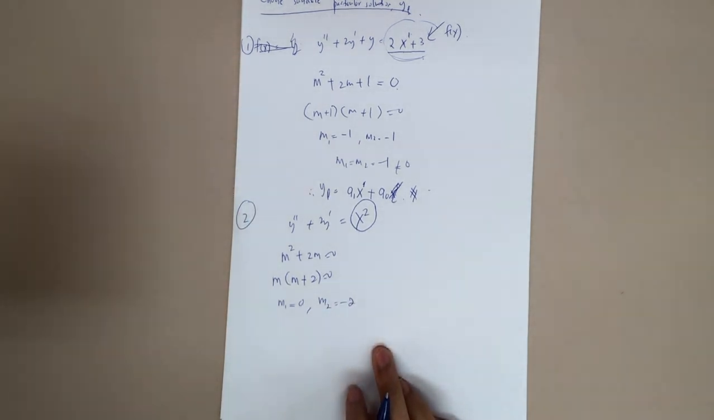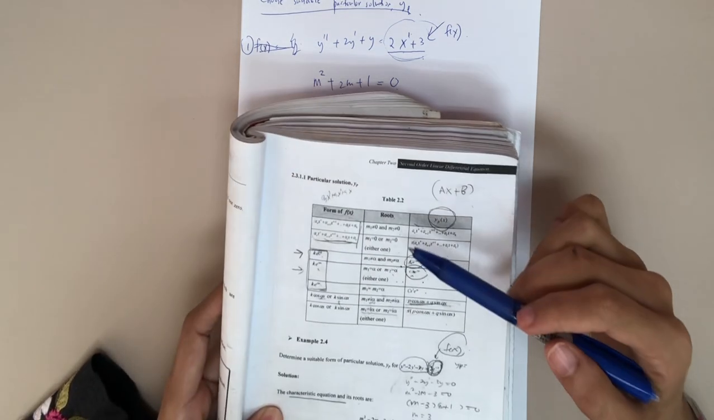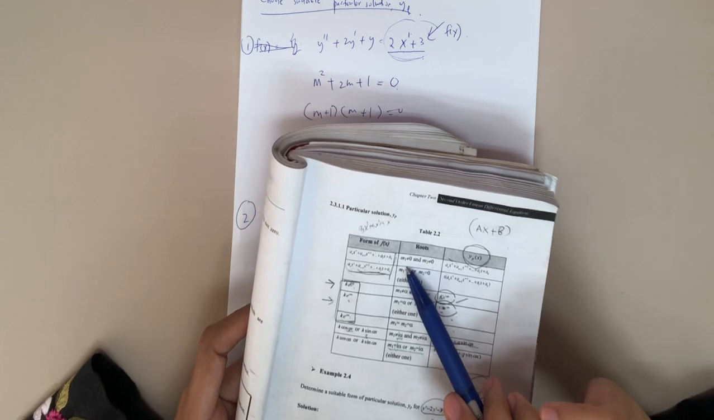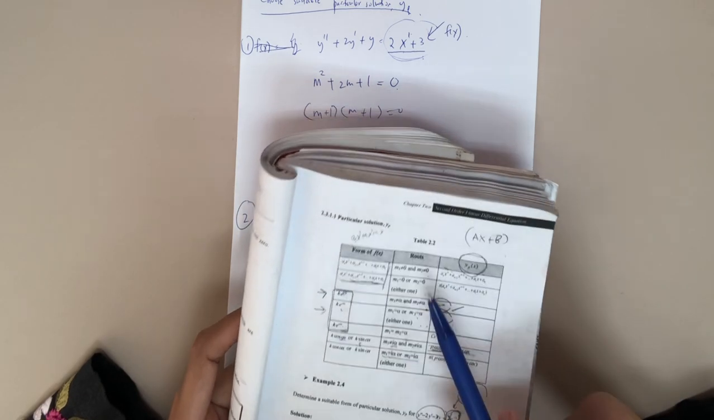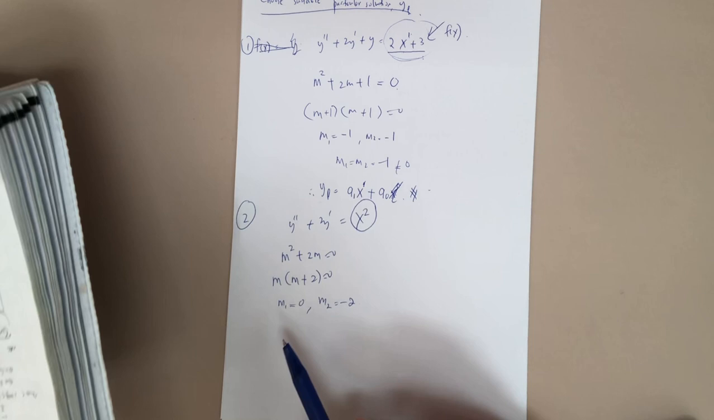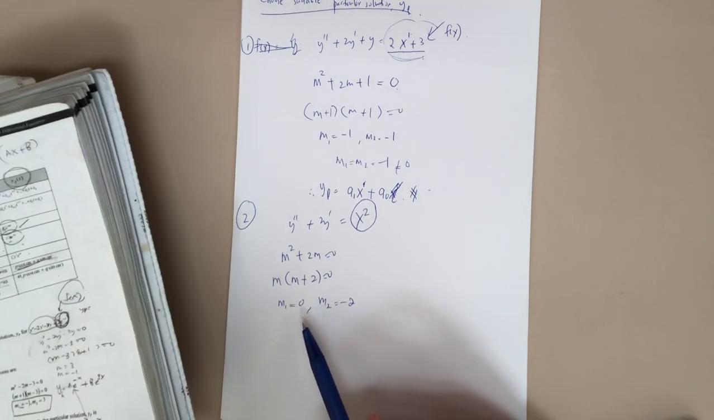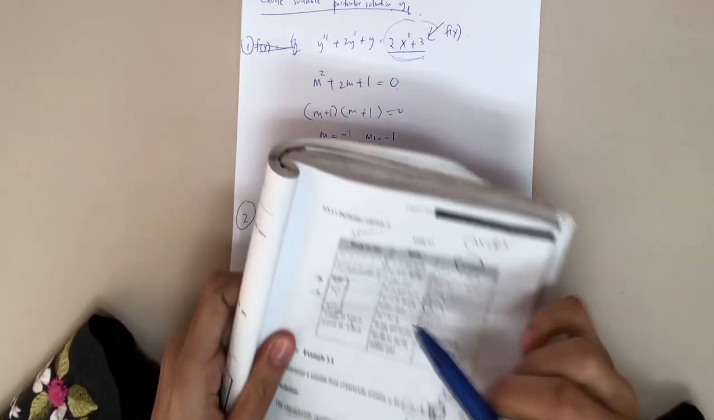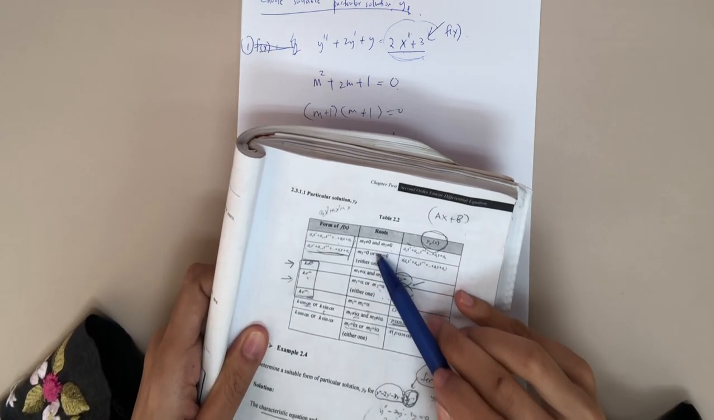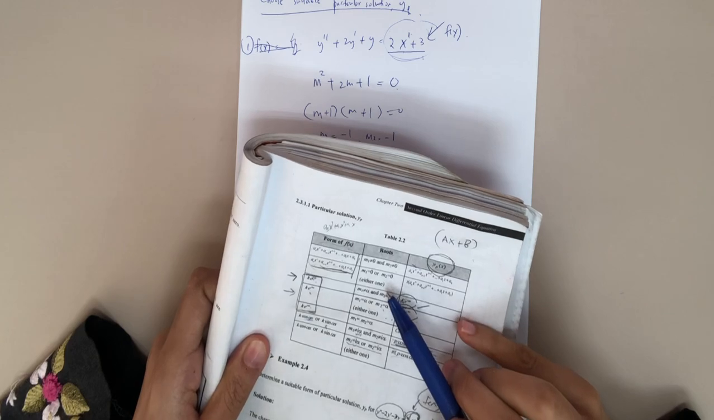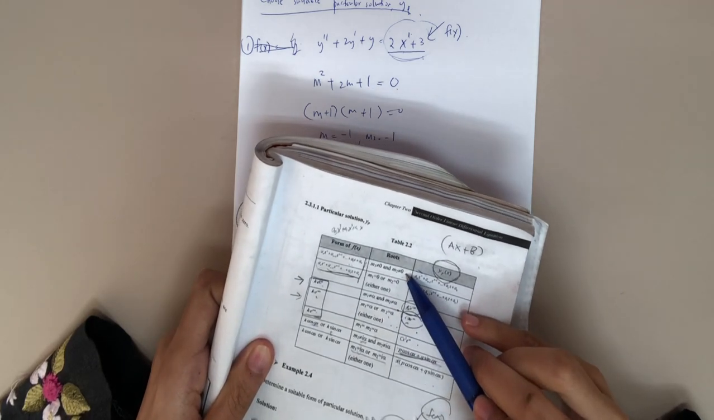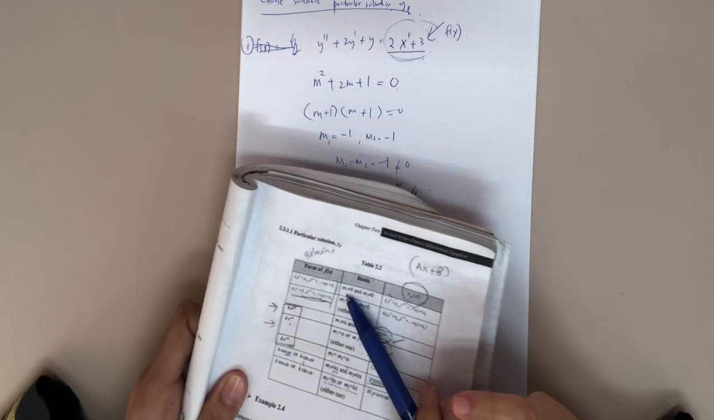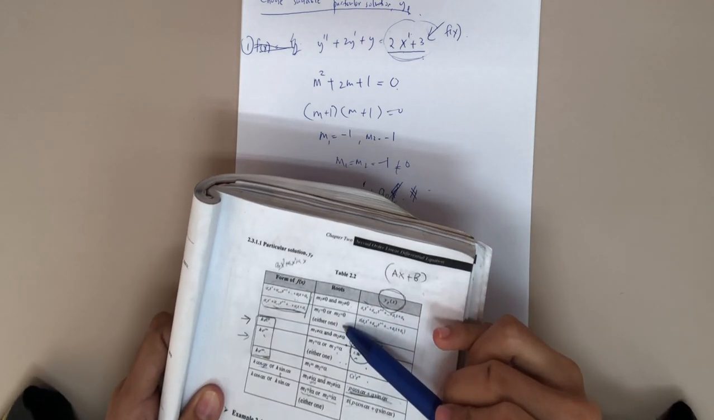Okay, so now back to your table. Which row, row number 1 or number 2? Row number 1 says that m1 is not equal to 0 and m2 is not equal to 0, but your m1 is already equal to 0, right? So you need to choose the second row. Obviously you must choose the second one, because the first is not fulfilled, since you have m equal to 0 here. So we go to row number 2.